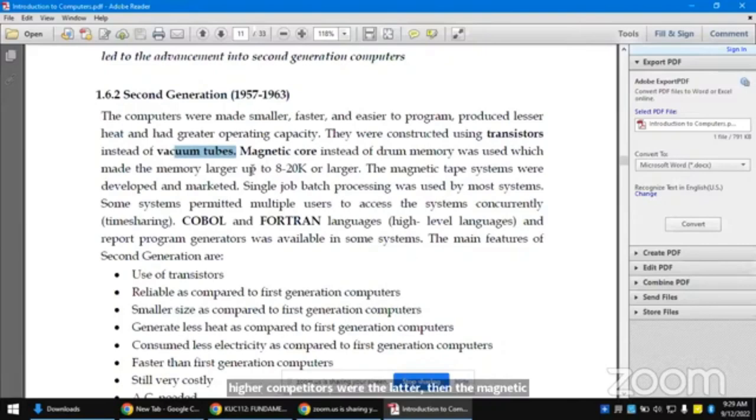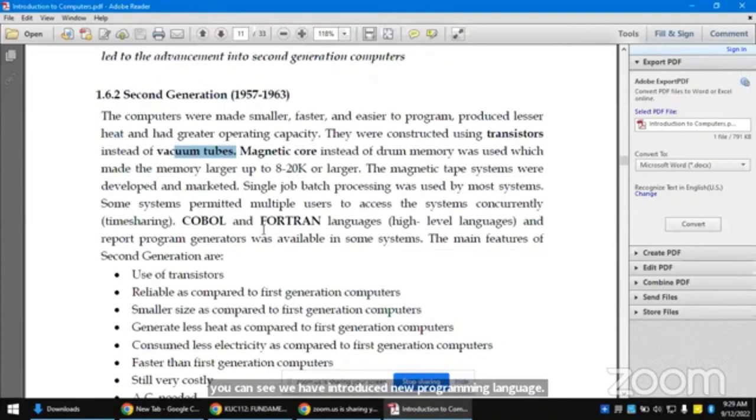Single job batch processing was used by most systems. Some systems permitted multiple users to access the system concurrently. That is what we call time sharing. Fortran and COBOL languages, which are high level languages, and report program generators were available in some systems. So you can see we have introduced new programming languages called COBOL, and we have Fortran. These languages were very important in this particular generation.